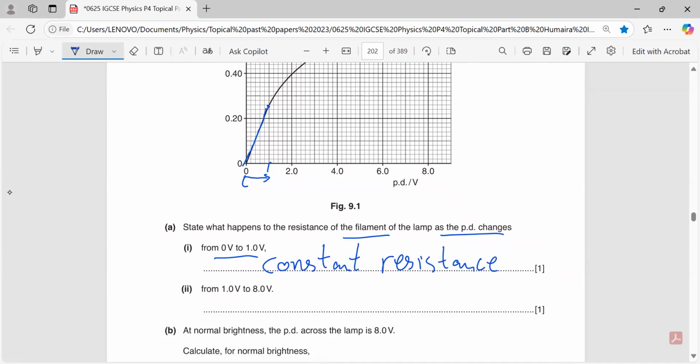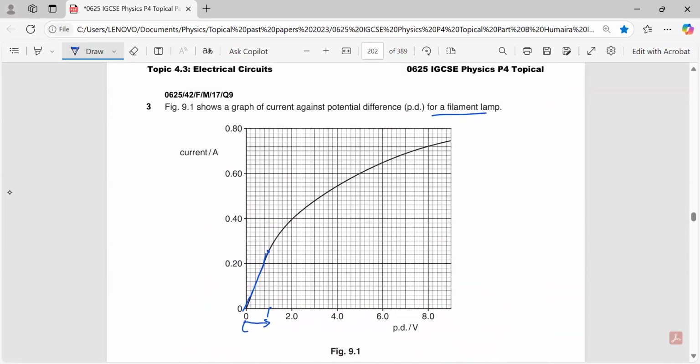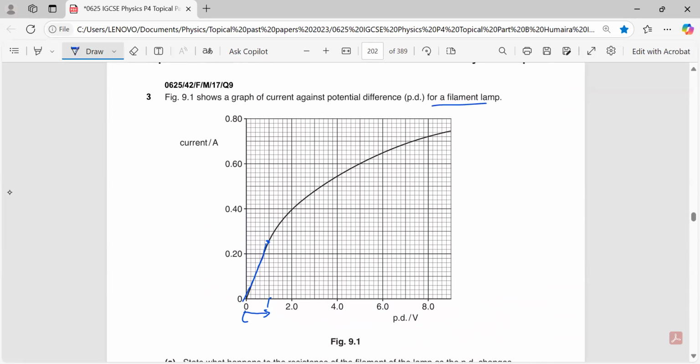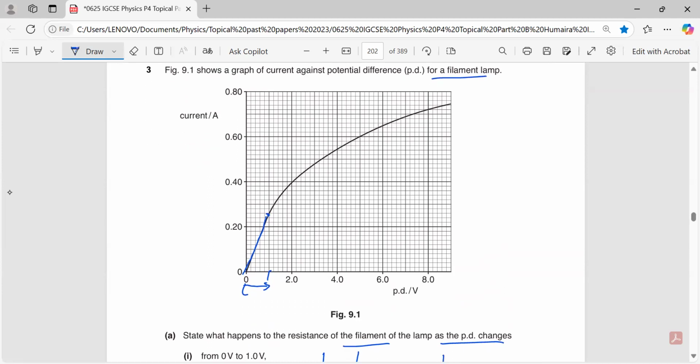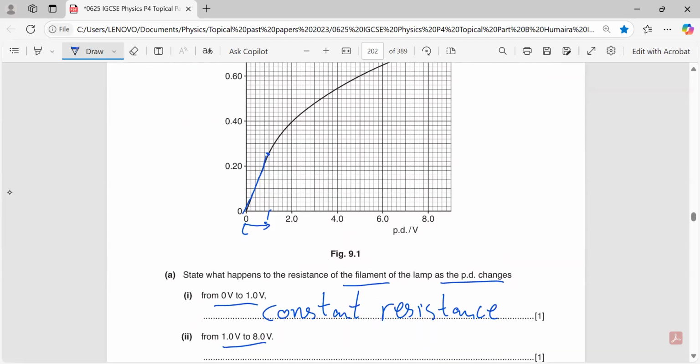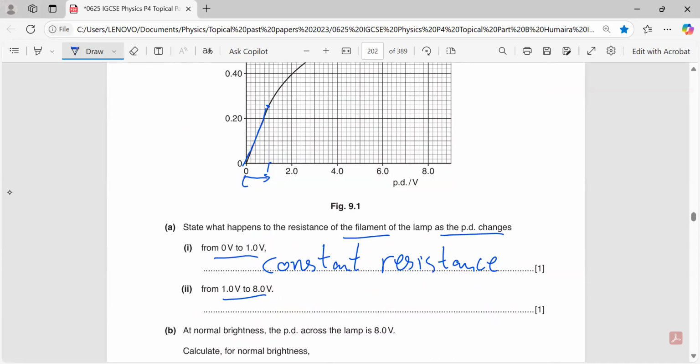The next is from 1 to 8 volts. You will see that starting from 1 till 8 volts, there is a curve. Here the curve is there, and this is the filament lamp. If we keep on increasing the voltage, then the temperature keeps on increasing and resistance also increases. So in this case, you can write that resistance increases.